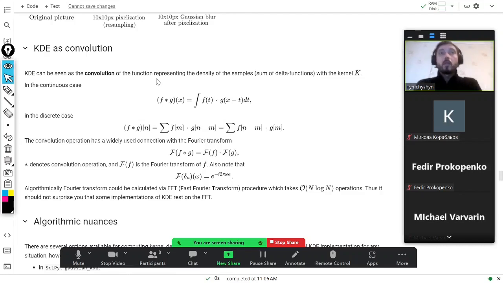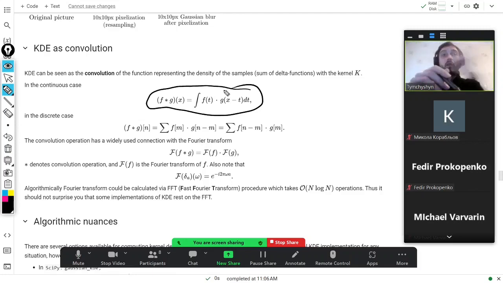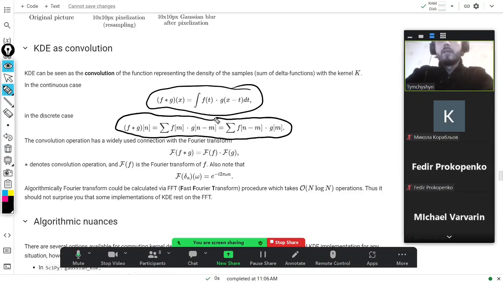And here is one more point of view, KDE as a convolution. We can see it as the convolution of the function representing the density of the samples with the kernel K. So in the continuous case, if you remember, a convolution looks something like this. Of course, what programmers more often use is the discrete case of the convolution.